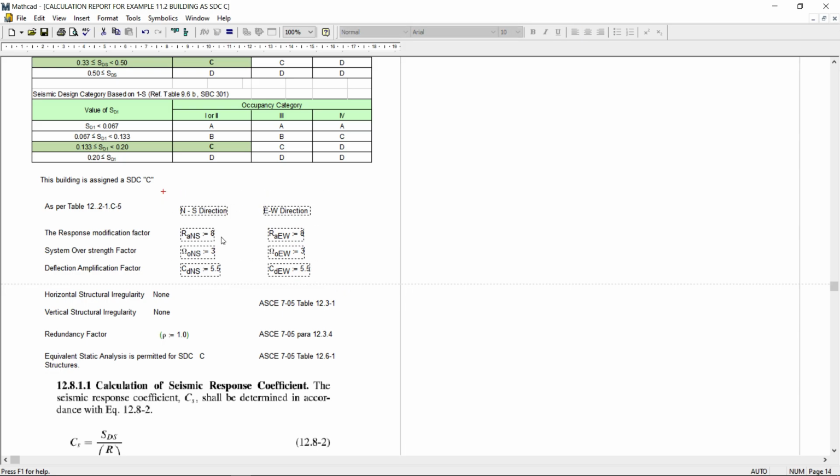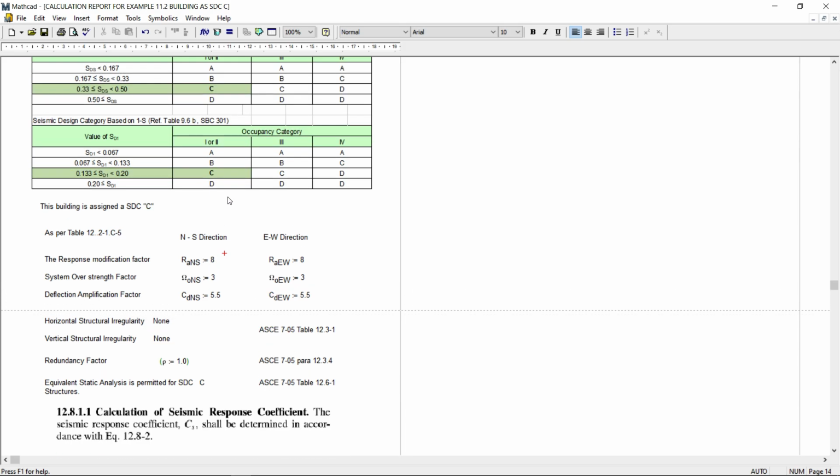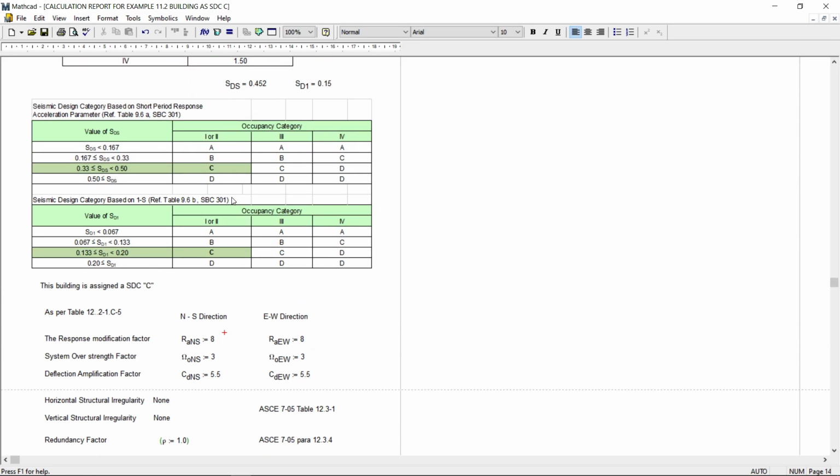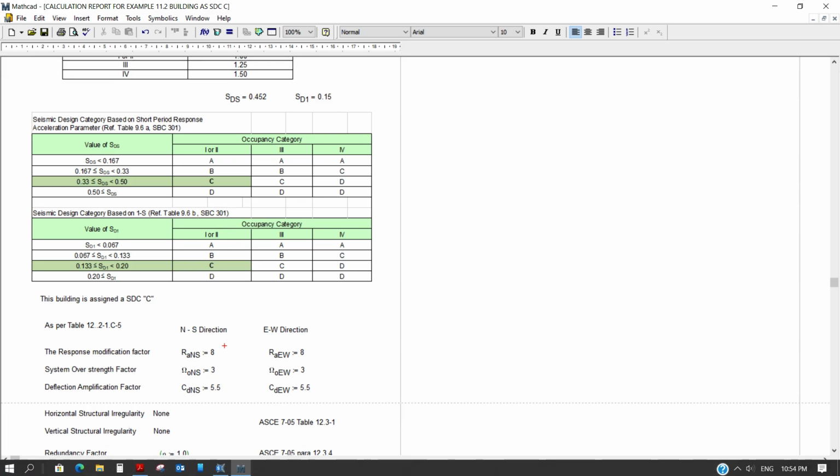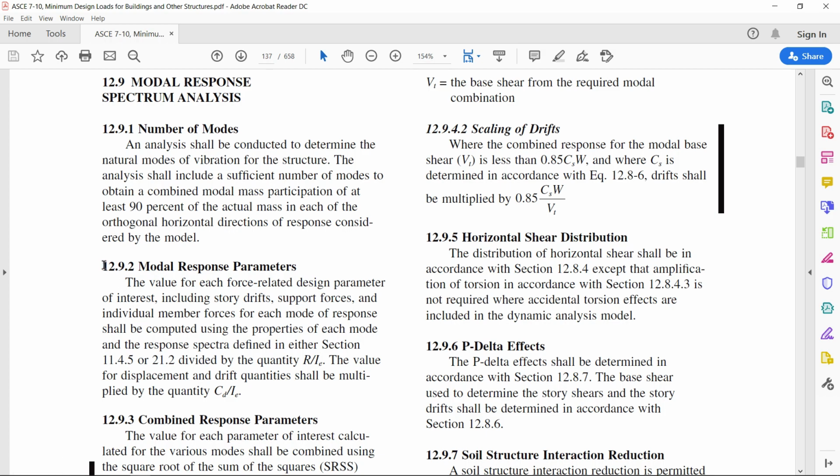We used R as 8, omega as 3 and Cd as 5.5. These values were the same for both the directions. So R was 8, 8 divided by I is 1, which is 8. So what we have to do here, as per para 12.9.2, the total modal response should be divided by 8 for our condition. R over I is 8.